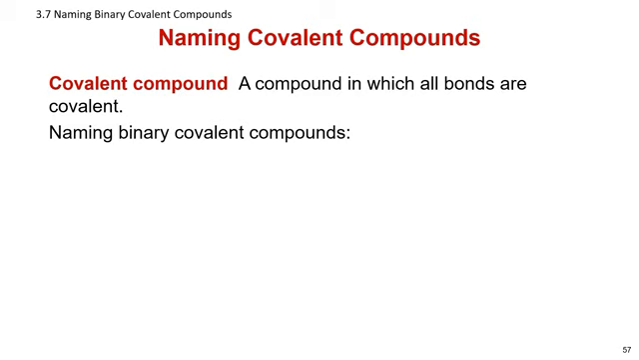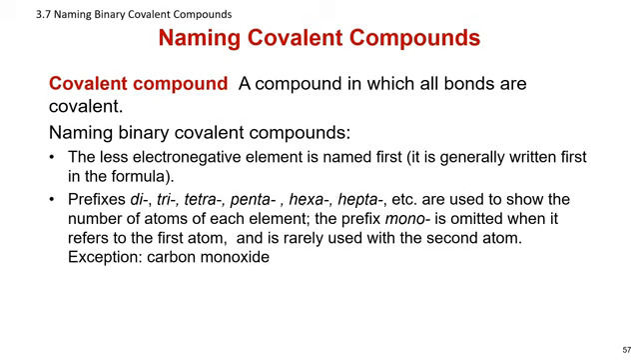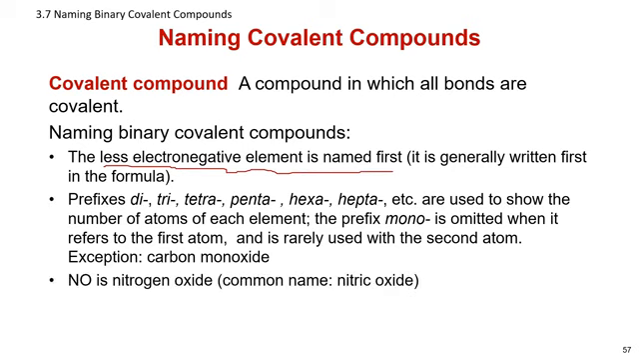Now, this is easy. Naming a covalent compound, you use prefixes. Carbon monoxide, carbon dioxide, sulfur dioxide, prefixes, except for the first element. The least electronegative element is written first. Carbon is less electronegative than oxygen. Therefore, carbon monoxide, carbon dioxide. Sulfur has less electronegativity, sulfur dioxide. Low electronegativity is written first.